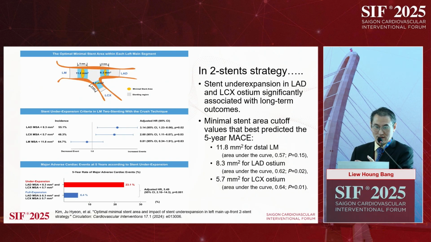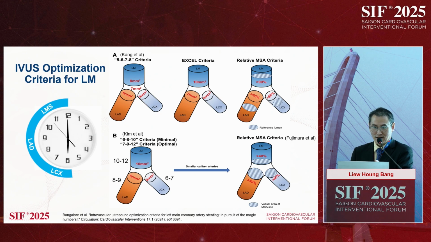And we heard about the importance of optimizing the size. And we heard that there are criteria that over time have evolved. The earlier one from Kang, we'll talk about the 5, 6, 7, 8. Then we have the Excel registry that talks about a little bit larger, 6, 7 to 10. And of course, we heard now the latest from Kim that we need to aim higher. I put a clock there to keep it easy to remember. So you look at the clock there: 6 to 7 for the left circ, 8 to 9 for the LAD, and 10 or 11 more for the left main.